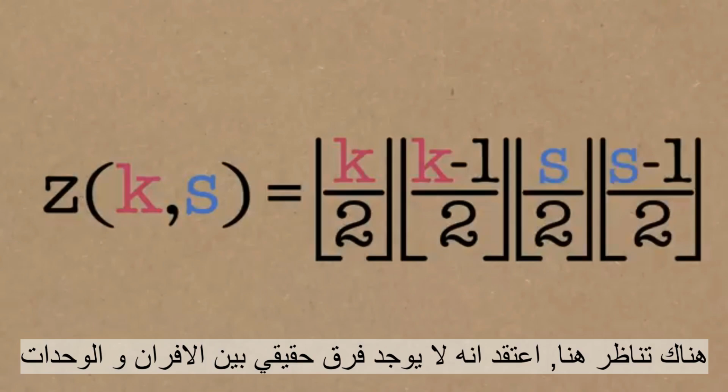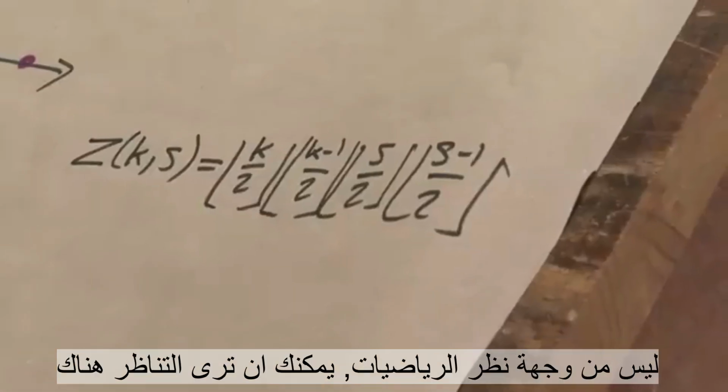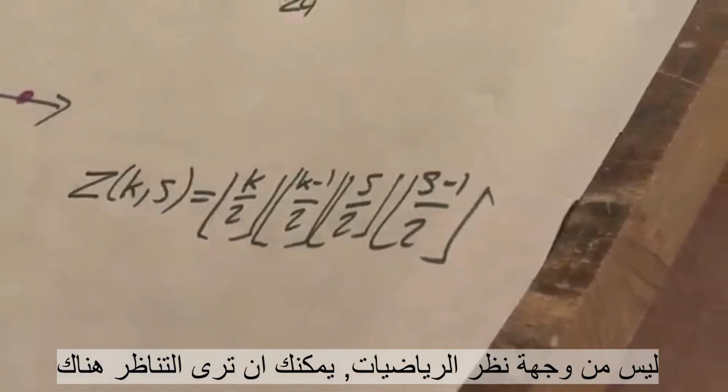I guess there's no difference really between the kilns and the storage unit, not from a mathematical point of view. So you can see the symmetry in there. We can just double check our result.